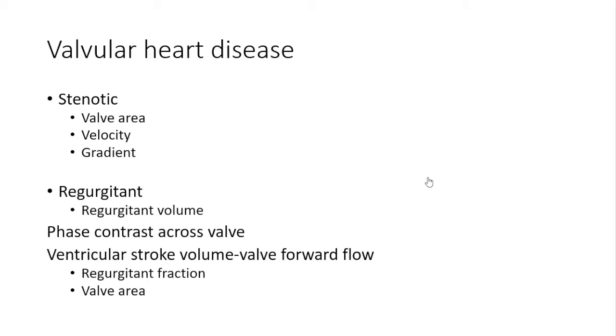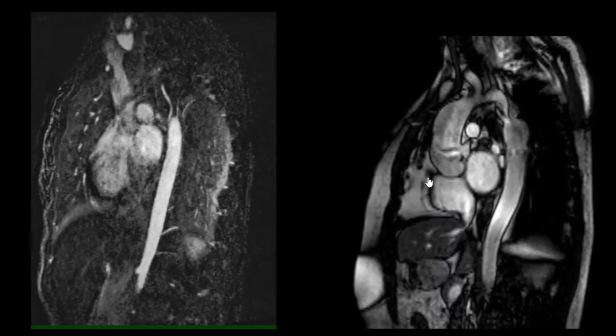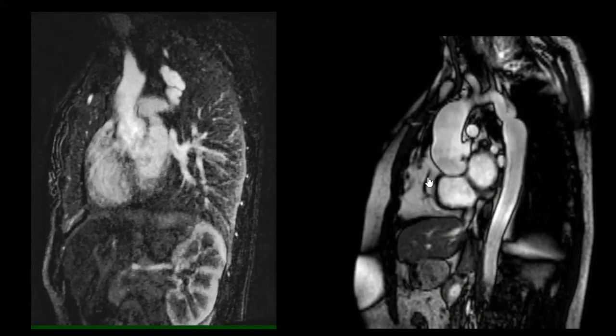In case of regurgitant lesions, we can acquire the regurgitant volume and fraction by phase contrast sequence, especially at the aortic and pulmonary valves. In mitral and tricuspid valves, there may be some motion artifacts. So we usually use the indirect method, where we calculate it by subtracting the valve forward flow from the ventricular stroke volume. Now let us see some of the applications of phase contrast imaging in congenital heart disease.